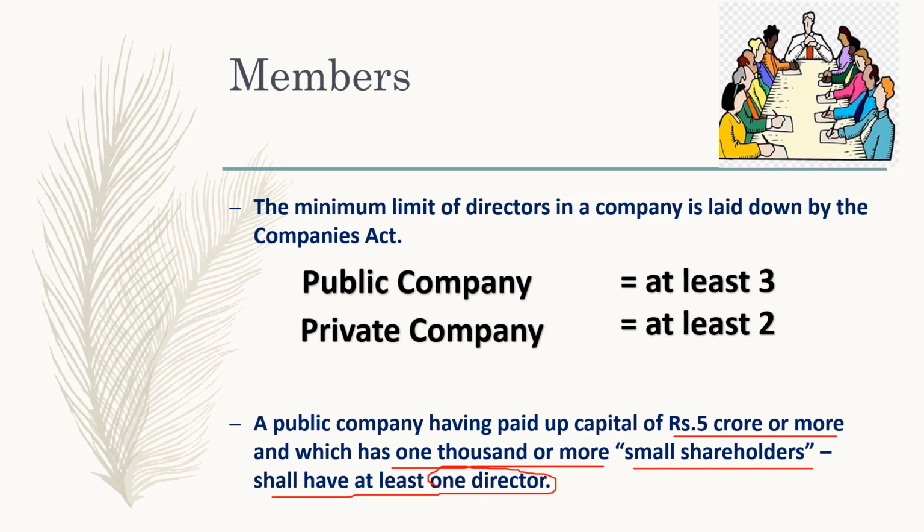Okay, so the minimum limit of directors: if it is a public company, it should be at least 3. If it is a private company, it should be at least two directors. And suppose a public company has a paid up capital of rupees 5 crore or more, and it has small shareholders in the number of 1000 or more, then it should have at least one such director.